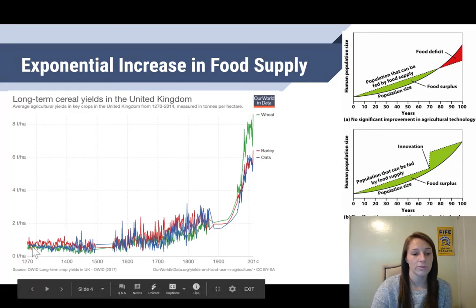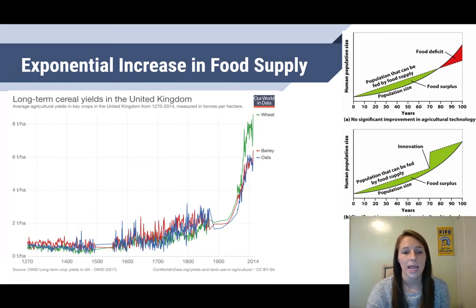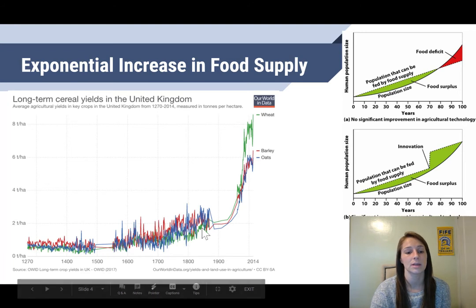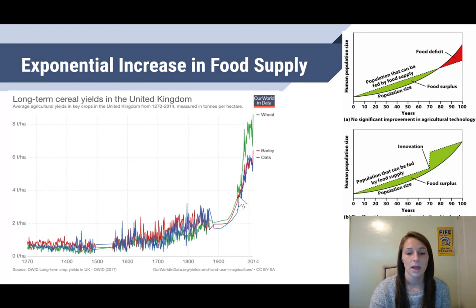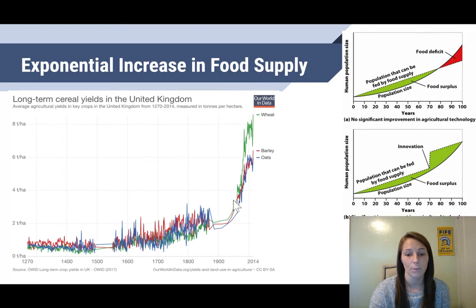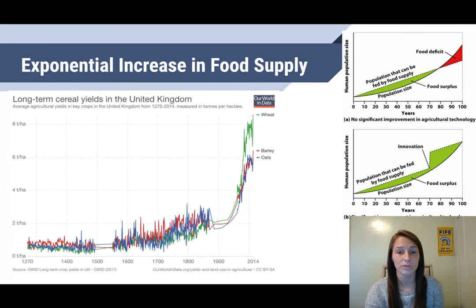If you look over time, this is the long-term cereal yields, which are like grain yields in the United Kingdom. If we look all the way back hundreds of years ago, it was fairly consistent in what we could produce. And right about here is where we get that synthetic fertilizer ability, and we see the ability to grow skyrocket here. This is the kind of thing that technological advances can do for us.